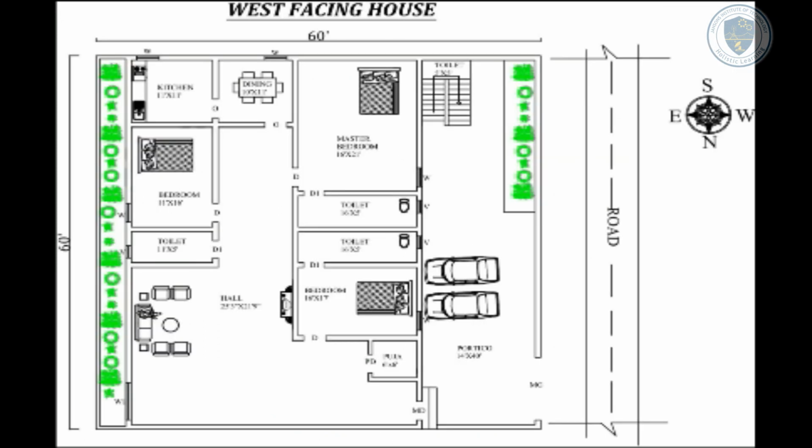West facing plan. The points which are mentioned in the east facing plan will also be applicable for west and north facing houses. In the north facing house, the main entrance should be placed at the northeast corner or at the center of the north wall.